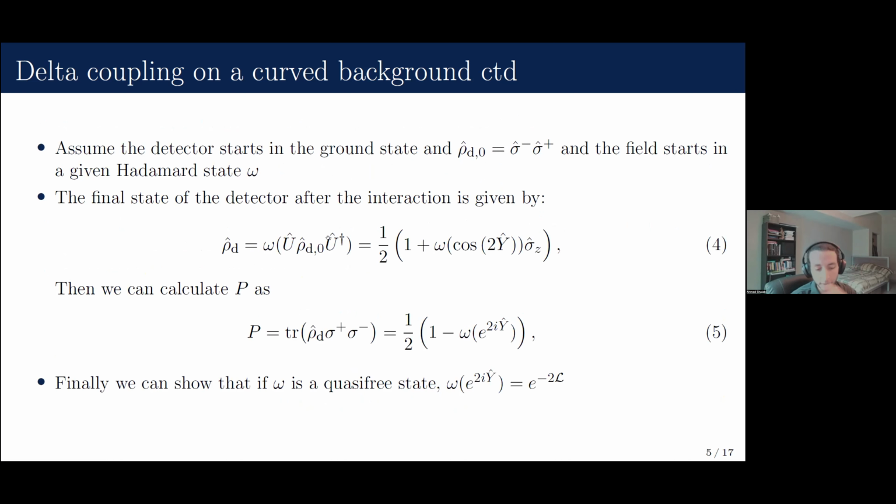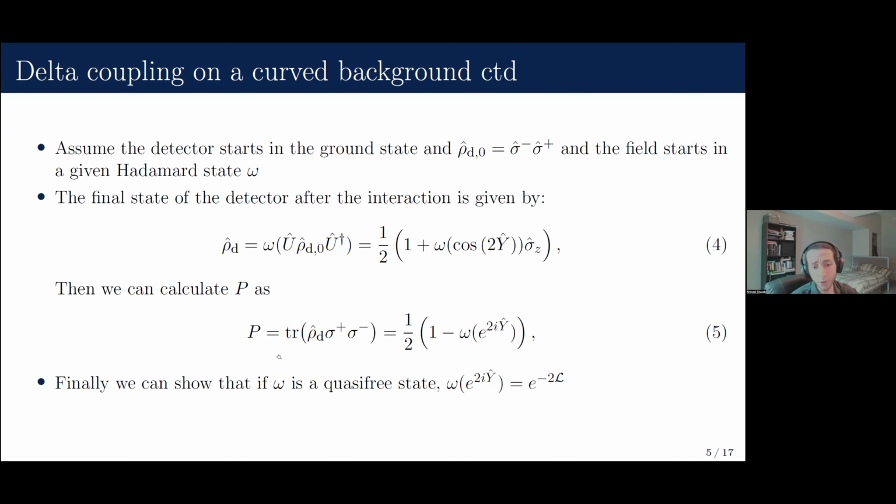We're going to assume that the detector starts in a ground state and that the field is in a given Hadamard state. Then we go and show in the paper, by evolving the joint field and detector state using the time evolution operator that we've just seen, taking the expectation values, and then tracing out the field degrees of freedom post interaction, that we arrive at this expression for the transition probability of the detector.